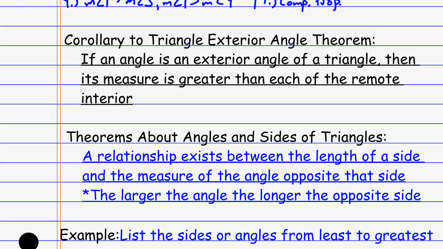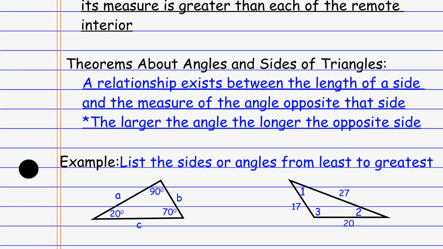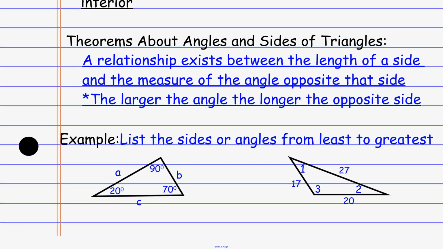So when we put this into action a little bit, if we look at something like this, it just says to list the sides or angles from least to greatest. So in the first one, we're going to list the sides from least to greatest because we're given the angles. And so when I look at the sides of this thing, I can immediately see that the smallest side is going to be side B because it's across from the smallest angle, okay? And so there's a relationship between the size of the angle and the size of the side opposite that angle. So in this one, the smallest side would be side B.